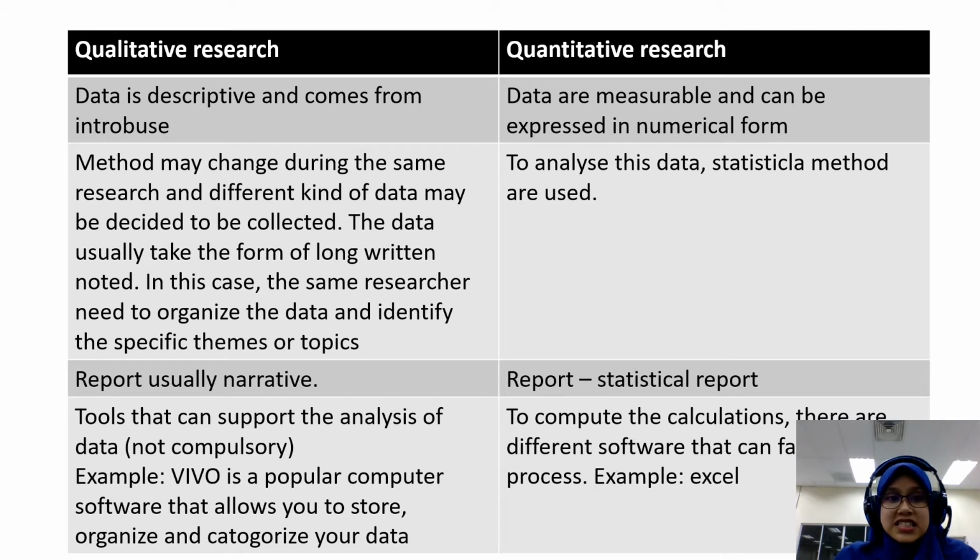Qualitative research data is descriptive and comes from interviews, while for quantitative research, data are measurable and can be expressed in numerical form. In qualitative research, the method may change during the same research and different kinds of data may be decided to be collected. The data usually take the form of long written notes. In this case, the researcher needs to organize the data and identify specific themes or topics. For quantitative research, statistical methods are used to analyze the data. Qualitative results are a narrative, while quantitative results are a statistical report.